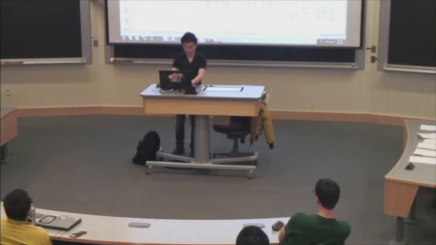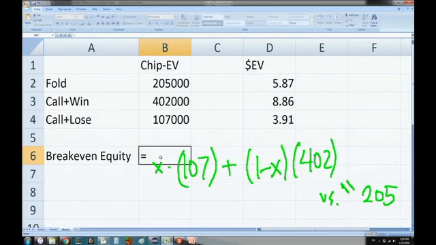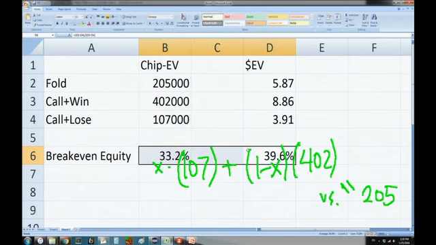So we can do that. This formula is equal to the fold minus call over, I did it before. Okay, so this will be easy. So essentially I had 2-to-1 odds, so it makes sense that I need about 33% equity to call.